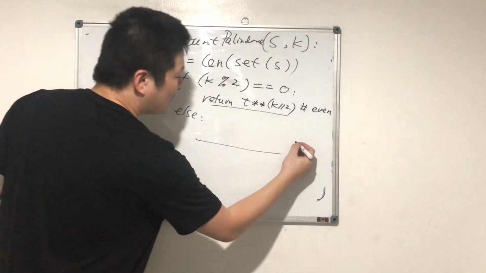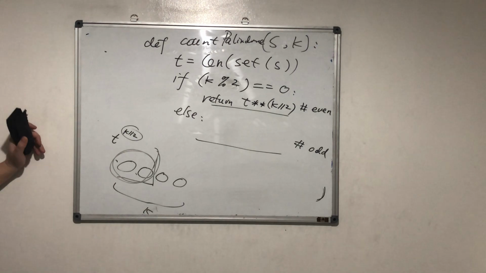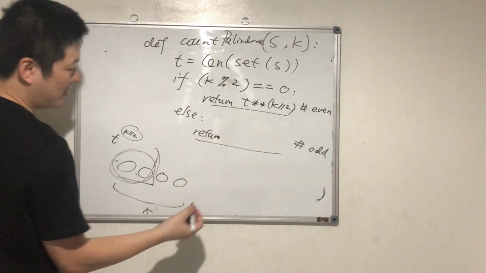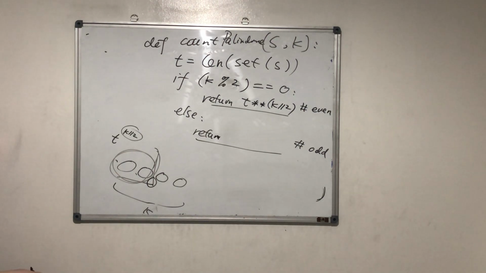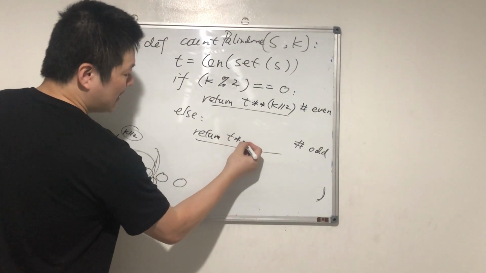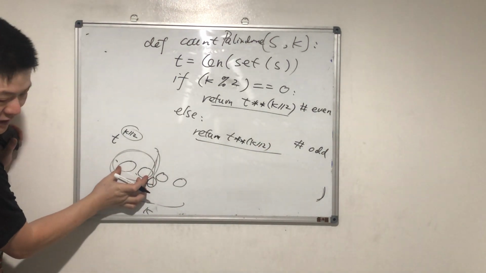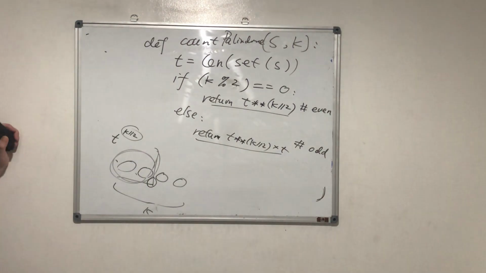Okay, and how about if it's an odd number? So what should we do? Return what? Can you tell me? Look, if it's odd, what should we do? We just multiply one more time, right? So it's return T to the power of K divided by 2, which is still this bit, and then times T. That's it, right?